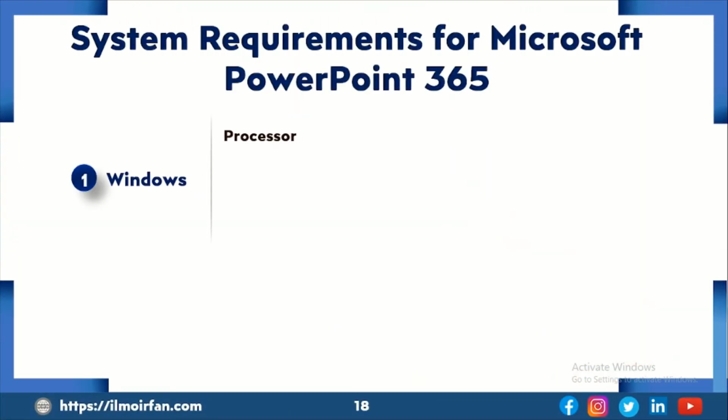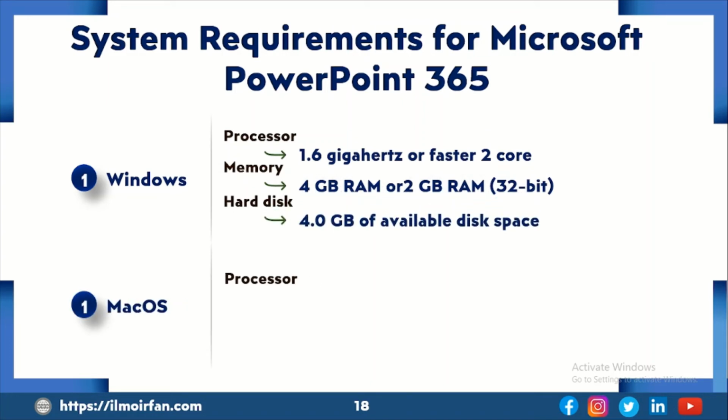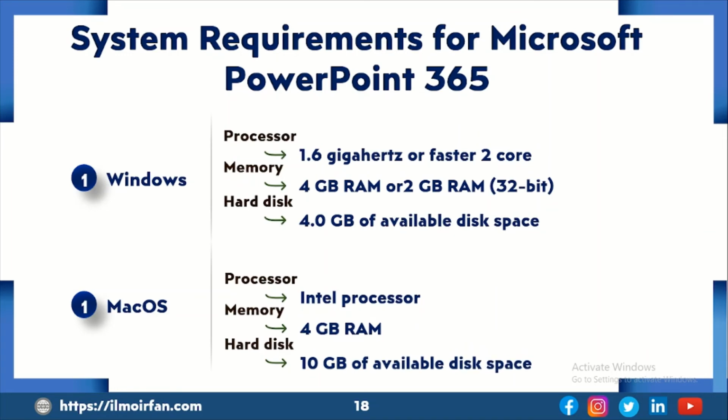The system requirements for Microsoft PowerPoint 365. To download Microsoft PowerPoint 365 on different operating systems, we need to consider some system requirements and specifications. For Windows, the processor should be 1.6 GHz or faster 2-core. The memory should be 4 GB RAM, and 2 GB RAM is also suitable to download this software. The hard disk should have 4 GB of available disk space. In order to download Microsoft PowerPoint 365 on Mac operating system, the processor should be Intel processor, the memory should be 4 GB RAM, and the hard disk should have 10 GB of available disk space.